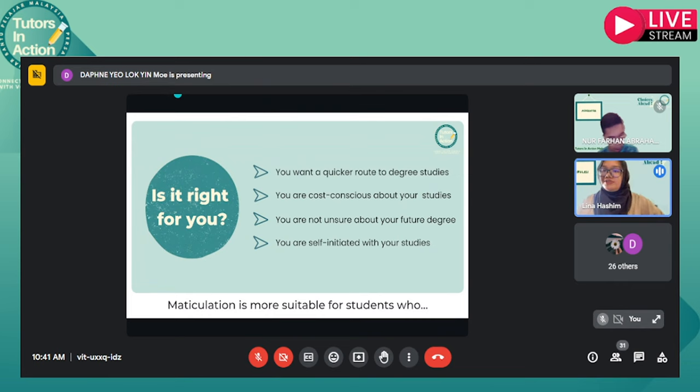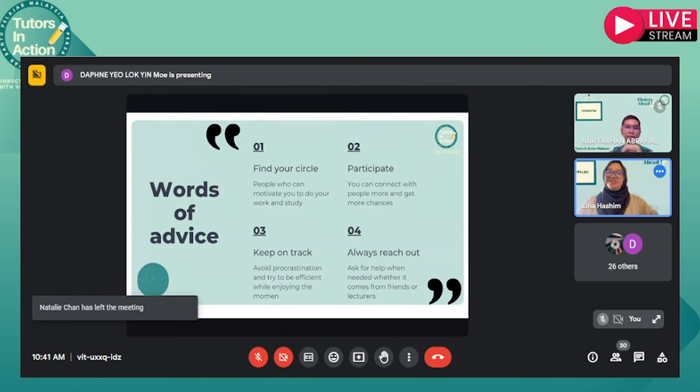So next slide, please. My words of advice as a matriculation student is that first, you have to find the right circle. I think this is not only for matriculation, this is for other pre-university programs as well. Find your circle, people who can motivate you to do your work and study. Because I think this is really important, but you cannot do everything before your final exam. You must do it way earlier than your final exam, because if you try to cram everything at once, it is hard. So I think it is better for you to find a circle that you can do your work together with and actually learn.